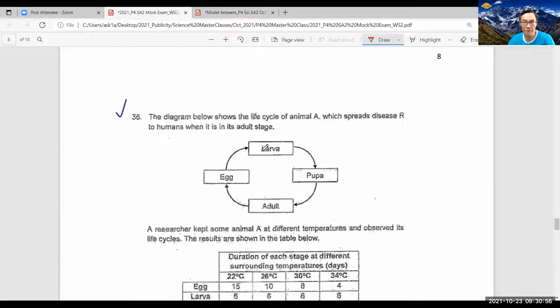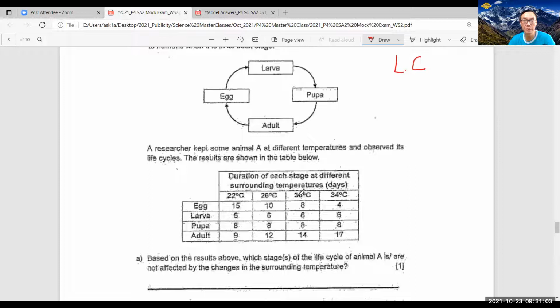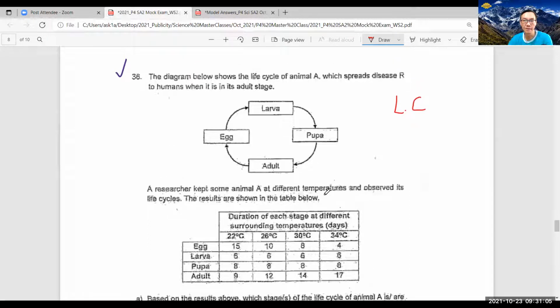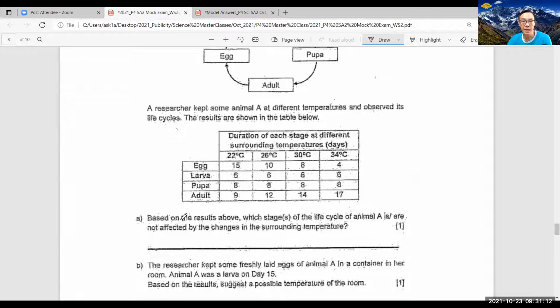This one also is a very interesting question on life cycle, and this is the life cycle of mosquito. For those who don't have this paper, you can do a screenshot here. They ask you, based on the result above, which stage of this animal is not affected by the change in the surrounding temperature. Can you see this column here? This number 6 remains the same despite the change from 22 to 34.